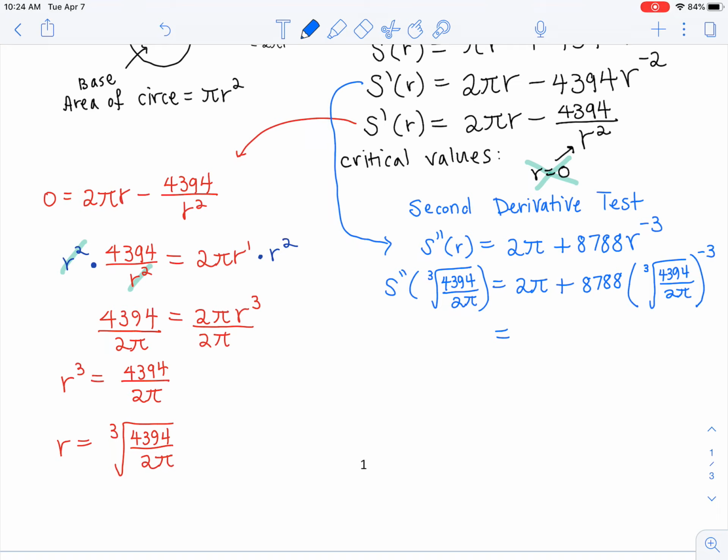4394 divided by 2 pi. I wish I could show you what I'm typing in my scientific calculator. Negative third power. Guys, what I got is 18.85. That number doesn't mean anything, but the thing that it came out to be is a positive. This came out to be positive. What does that mean? This means this graph will be concave up. Concave up.